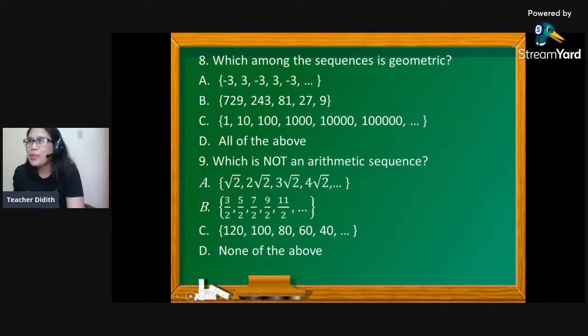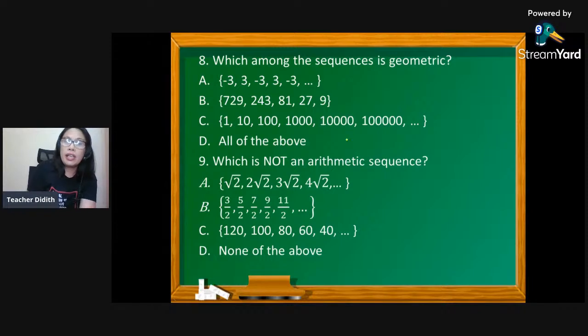Okay, 8 muna tayo. Which among the sequences is geometric? So you know what a geometric sequence is. Iisa-isahin natin yan. This is a geometric sequence. In fact, R is -1. This is also a geometric sequence.